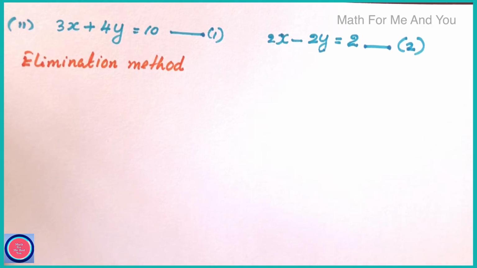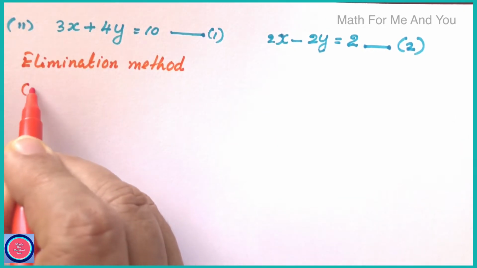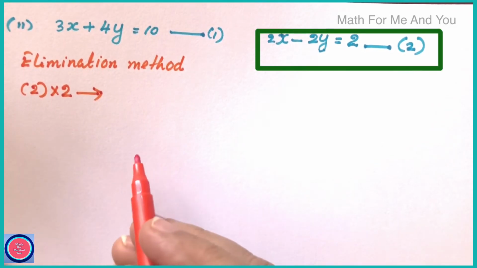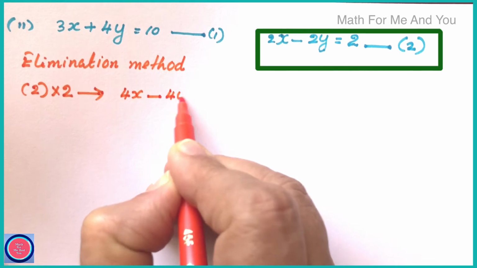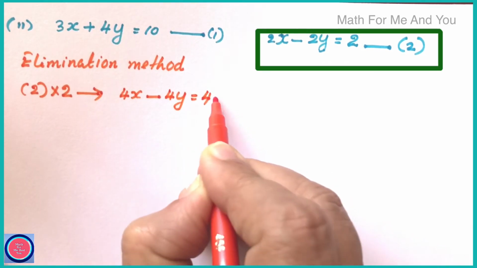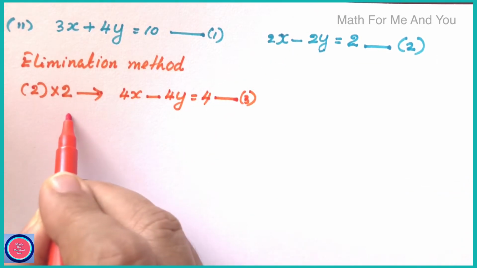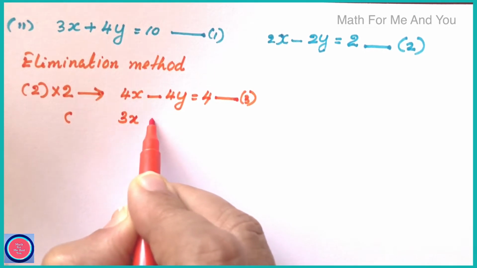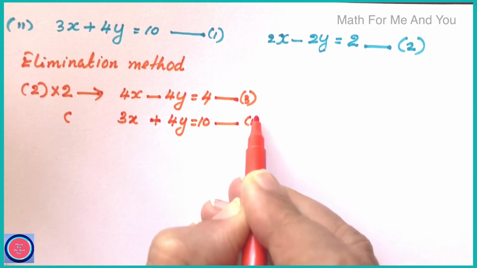What we can do here, we can see in the second equation the coefficient of y is 2 and in the first equation it is 4. If we multiply the second equation with 2, we could change the coefficient of y there to be the same as in equation number 1, that is 4. So I am going to multiply equation number 2 with 2. So how does equation 2 change? It is 4x minus 4y equals 4. See this? Now we write this new equation as equation number 3. After that, we write equation number 1 the same without any change. 3x plus 4y equals 10.